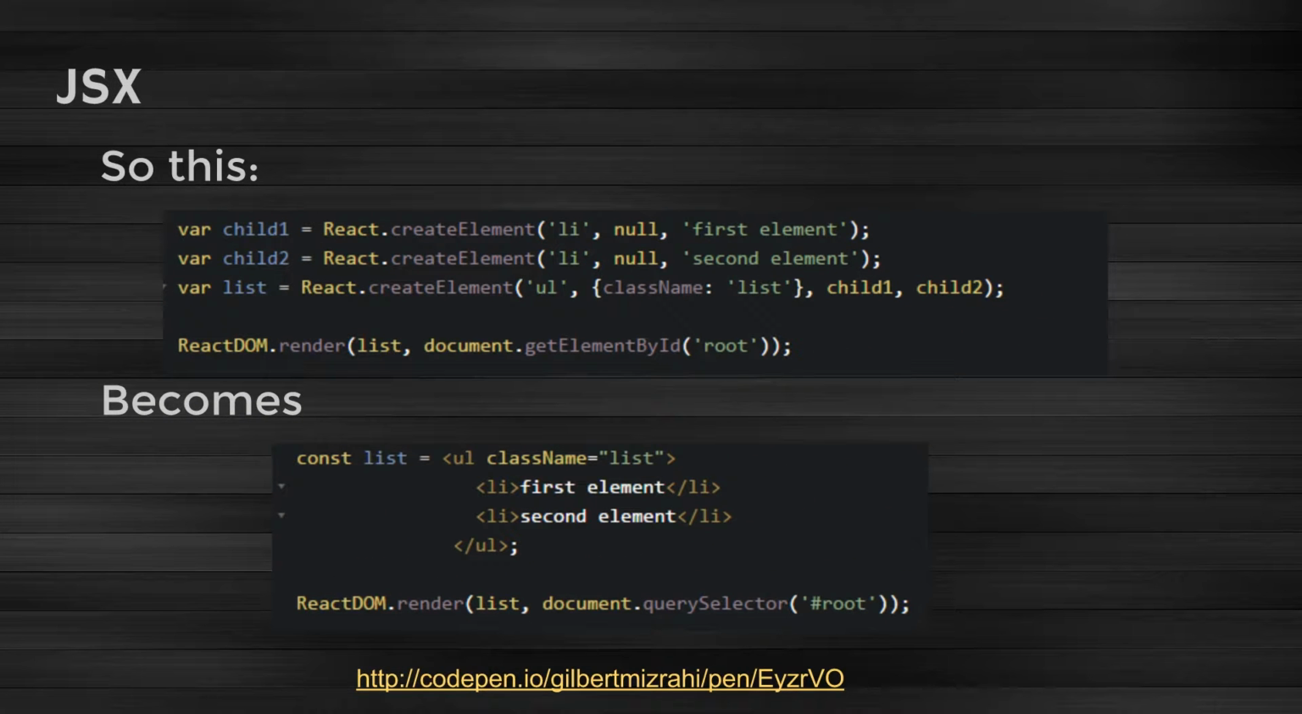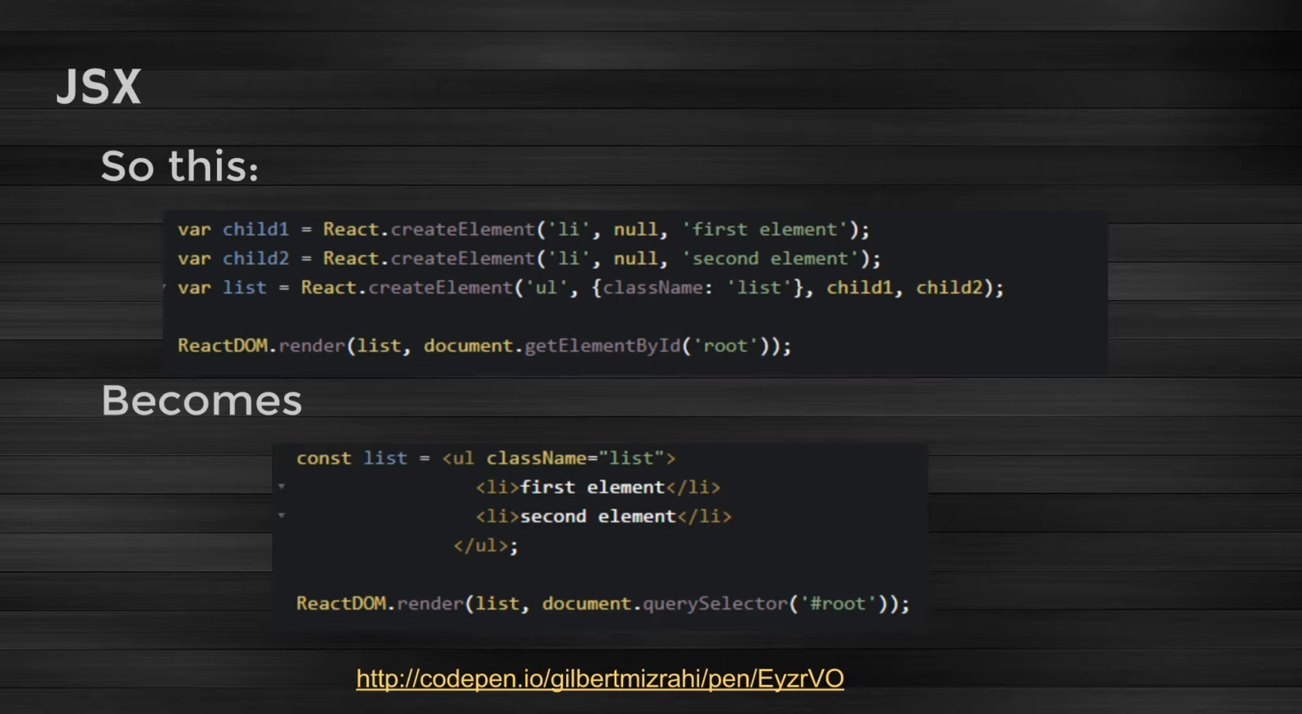Continuing with our previous example, where we have child equals React create element and child2 the same, etc. So now I defined a const list, and it's equal to a JSX code that looks very similar to HTML, as you see here. UL className list with two list elements in there. But this is not HTML, this is JSX, but as I said, it looks very similar to HTML.